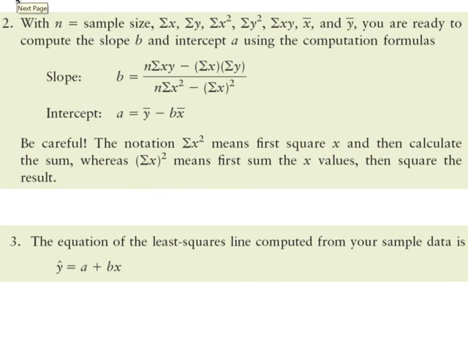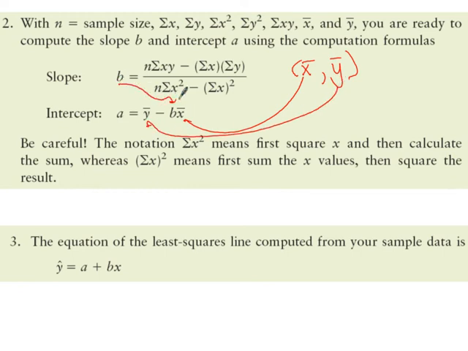With n equals the sample size, you can find the slope by this formula. Again, you've got those values known to you. You can plug those in. Now, once you have the slope, you will take your average for x and y, and you're going to plug them in for x bar, y bar. You'll get this number, and you can solve for a.